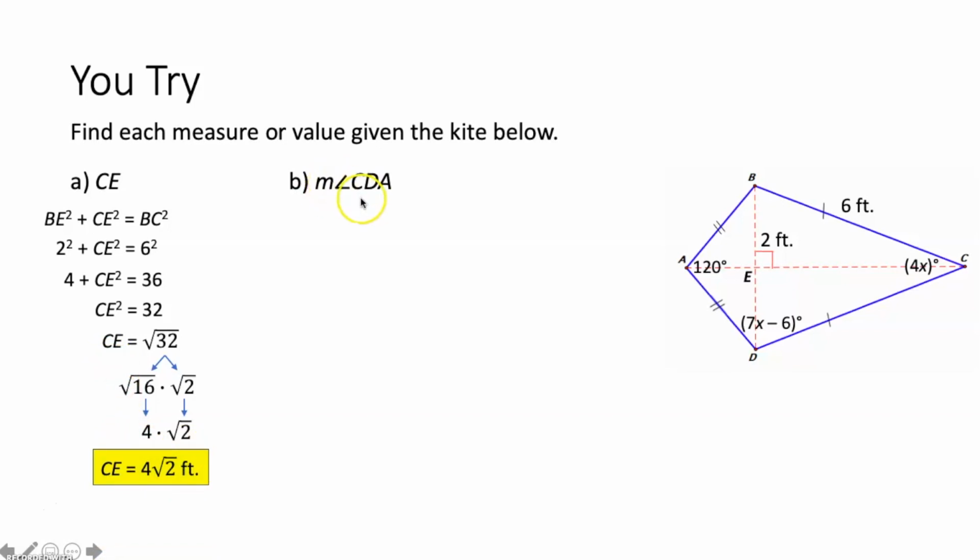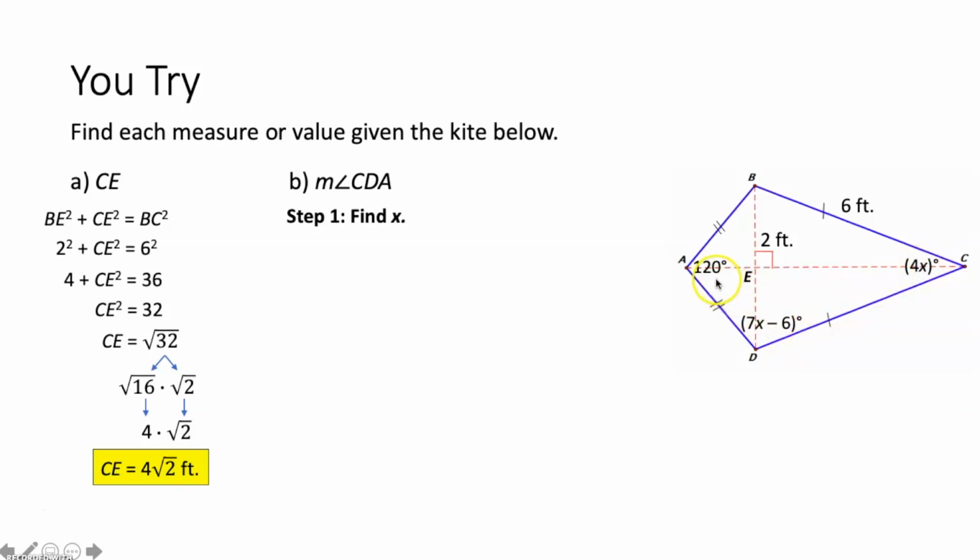Part B, we want to find the measure of angle CDA, which would be this angle right here. So clearly we have to figure out what x is first. Then we can just plug it in and find the measure of angle CDA. How do we find x? Well, we need to set up an equation to solve for x. Where is there another x in the problem? Well, there's one here.